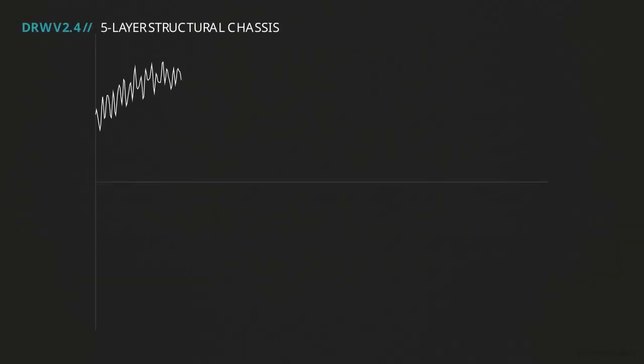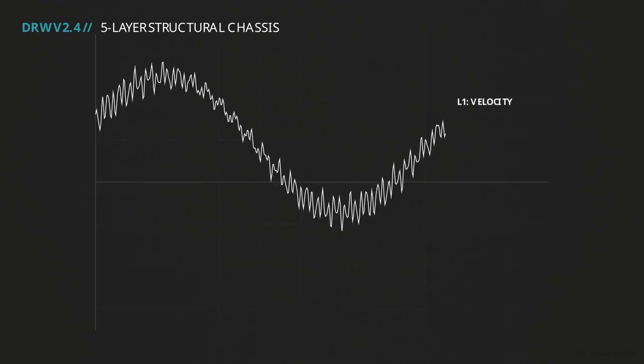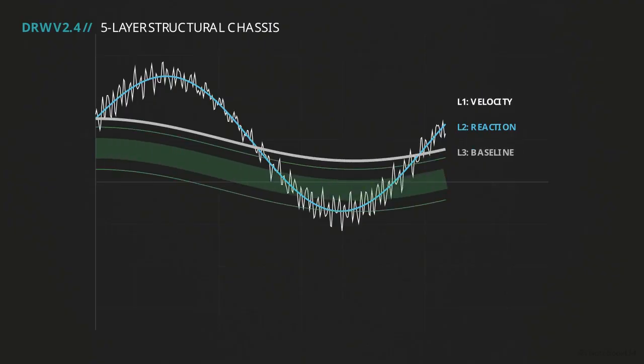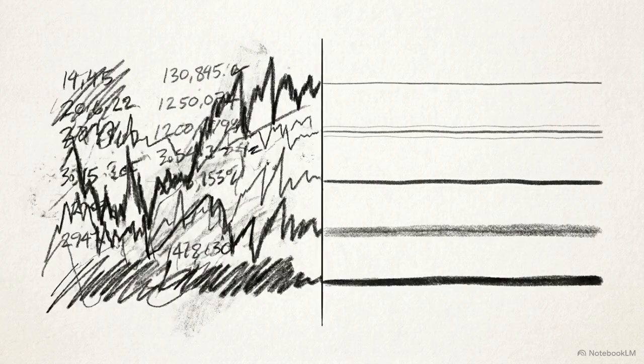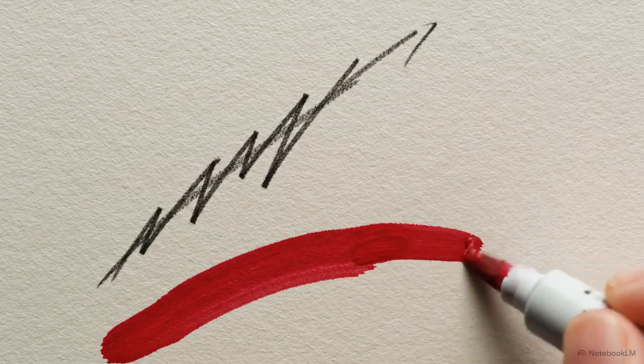Layer 1, the velocity line, tracks micro-momentum. Layer 2, the reaction line, tracks structural response. Layer 3 is the baseline anchor. Layer 4, the intermediate chassis, catches pullbacks. Finally, Layer 5, the macro shield, defines institutional regimes. By organizing the data this way, the 5-layer hierarchy translates raw price velocity into a highly organized, readable map of institutional behavior.